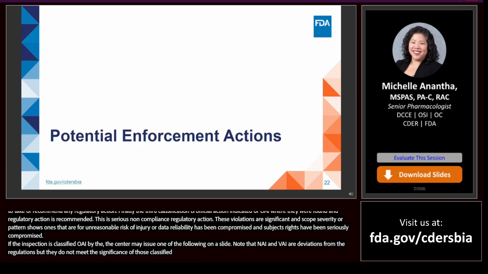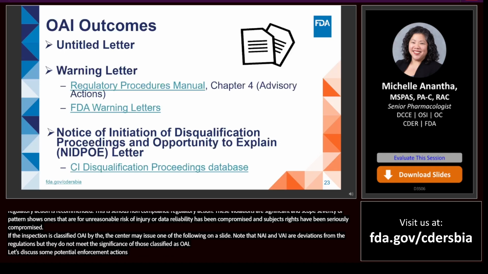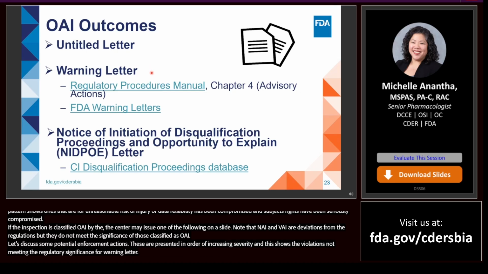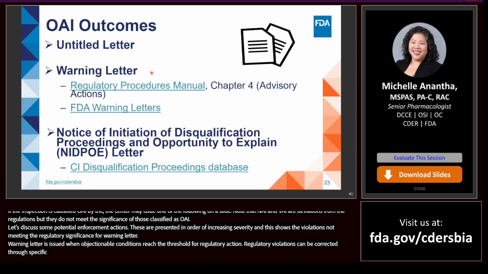Now let's discuss some potential enforcement actions. These are the three types of letters that may be issued when an inspection is classified OAI by the center, presented in order of increasing severity. An untitled letter cites violations that do not meet the regulatory significance threshold for a warning letter. A warning letter is issued when objectionable conditions reach the threshold for regulatory action. Regulatory violations can be corrected through specific actions, and adherence to a CAPA is highly likely.